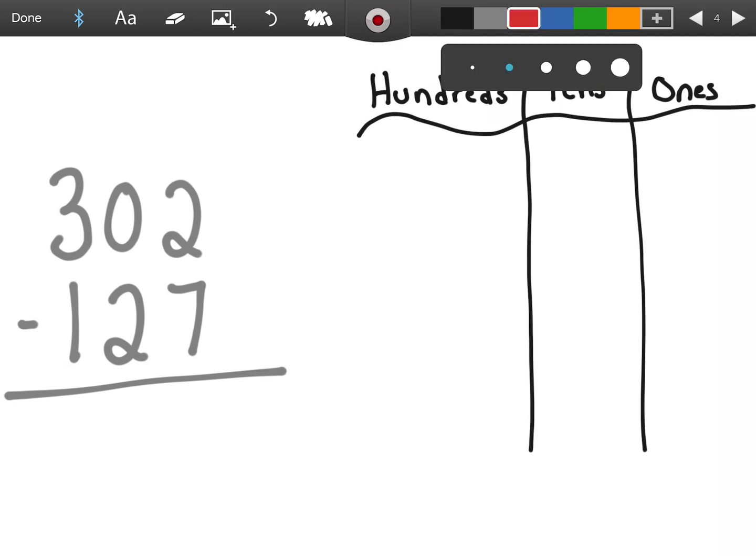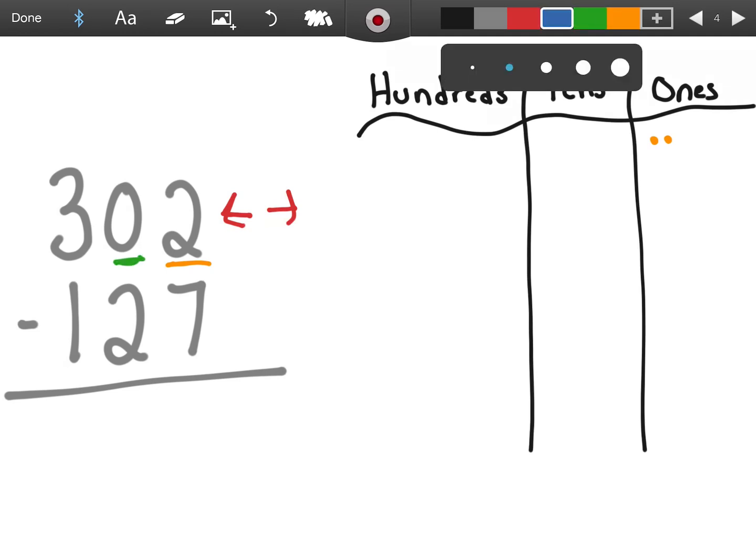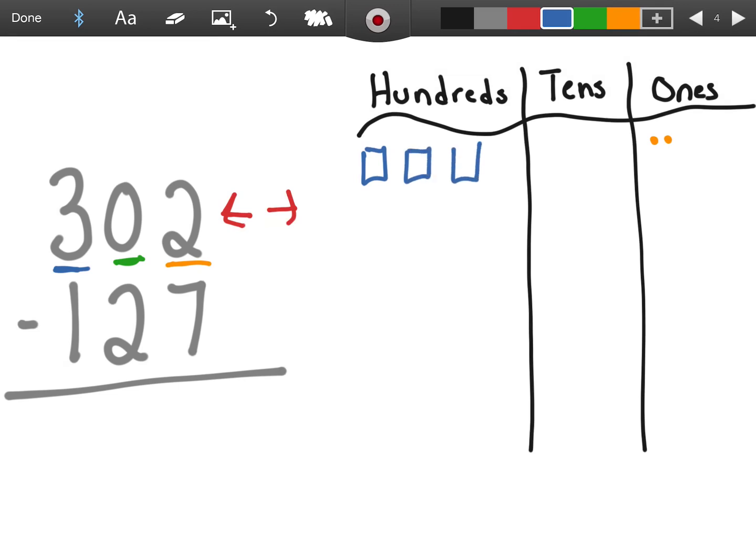So, again, we're going to start with that top number and draw it into our chart over here. We have 2 ones. We have 0 tens and 3 hundreds. So we don't have to draw anything into that tens column. We're just going to draw 3 hundreds into the hundreds column.